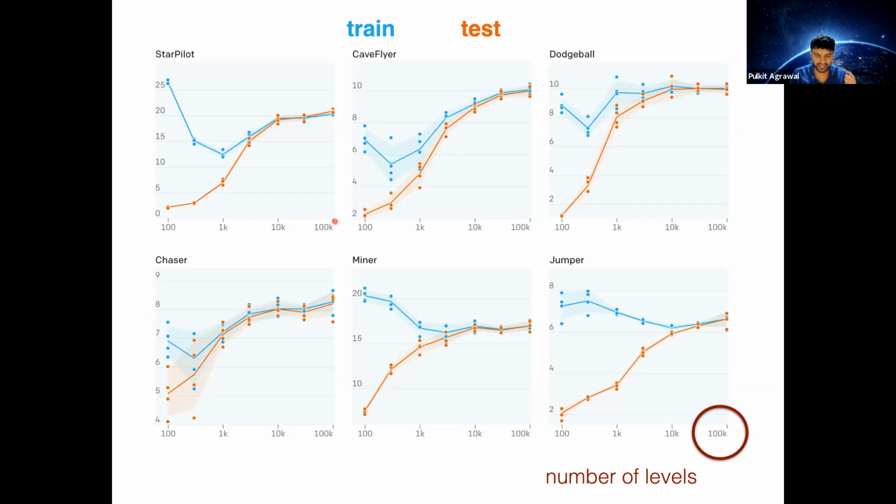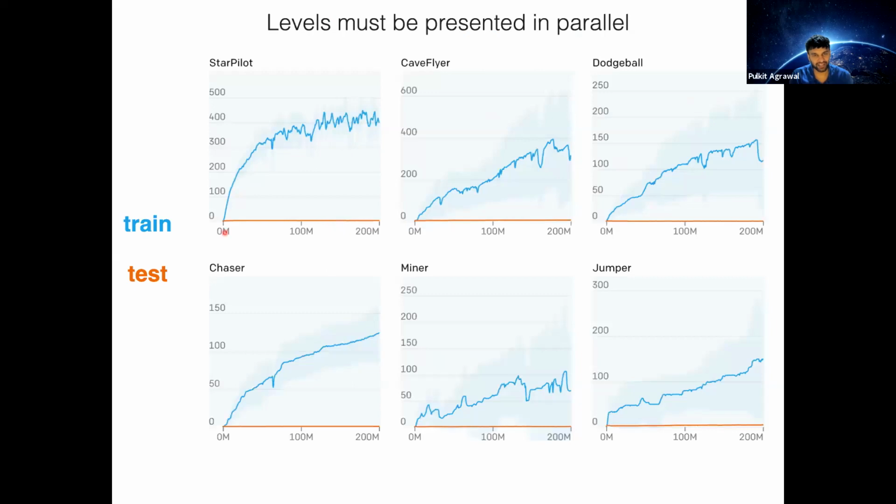But the thing which I want you to focus on is, instead of presenting all these levels in parallel, if you present these levels in sequence, there is no transfer. What you see is the training curves are increasing, but test curves do not, the performance is zero. So with sequential or continual learning, things completely fail in this domain, if you just do some simple fine-tuning or pre-training and so on.